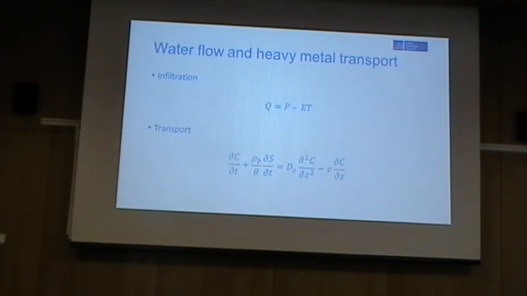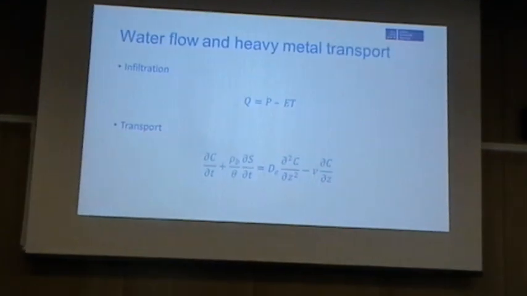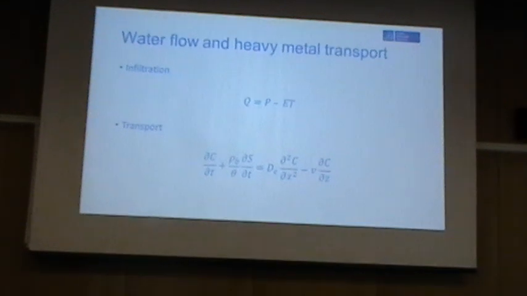In unsaturated soil, the water flow is usually vertical, so the simultaneous heavy metal transport is also vertical and can be derived from this equation, this convection dispersion equation. This equation has two dependent variables, C and S. S could be eliminated using the sorption isotherm. So one variable C is now left, which is our input concentration into the soil.